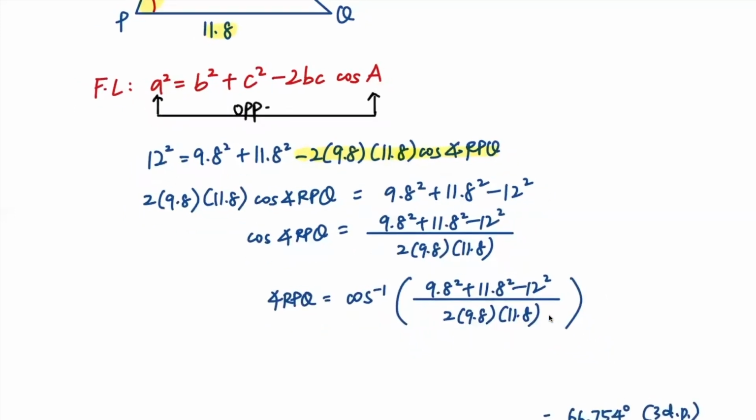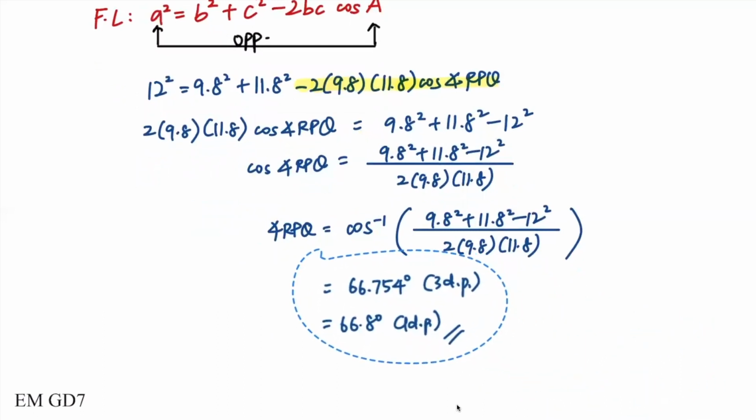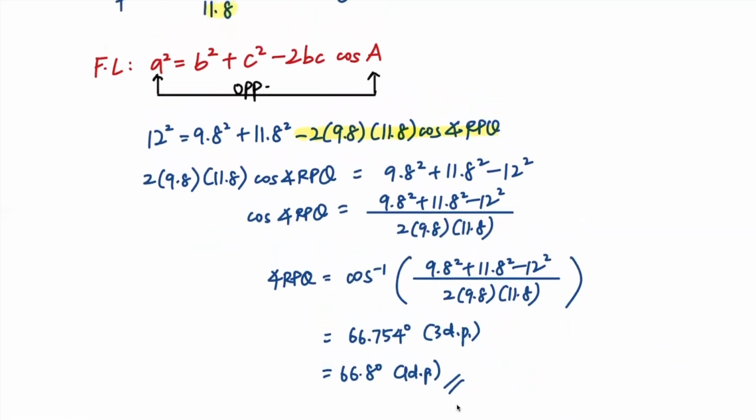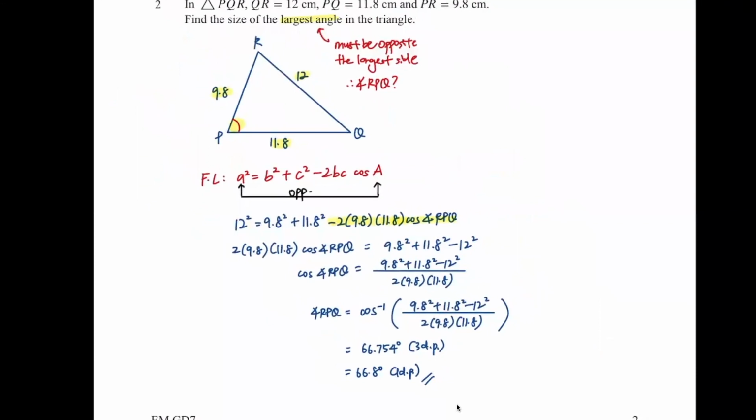You press your calculator, and you should be able to get 66.754 degrees, or 66.8 degrees to 1 decimal place. So what I've just done is show you how to use the cosine rule to find that angle. The angle is just stuck together with the 2BC cosine of that angle, but all you need to do is some rearrangement and you can find it.